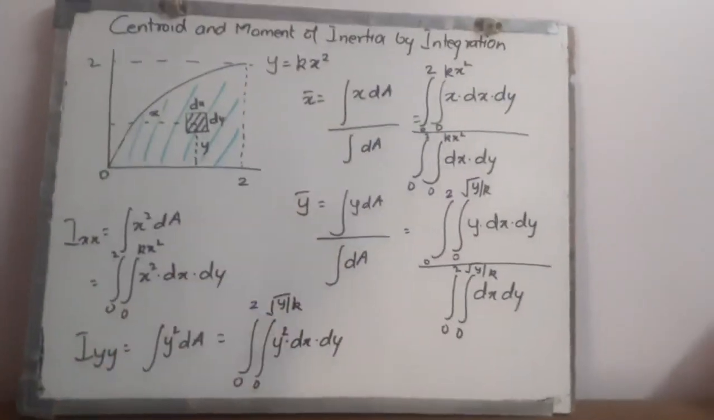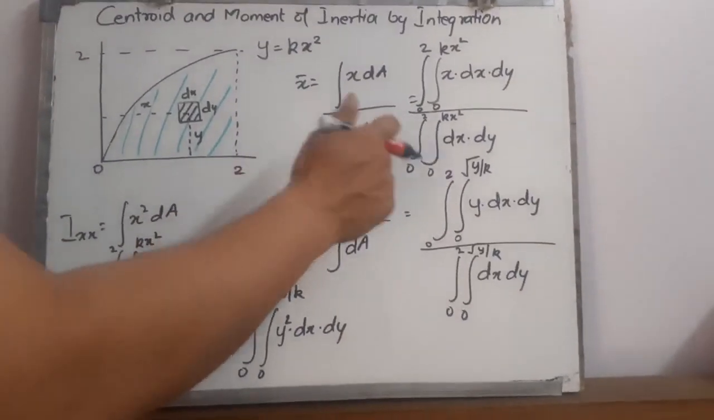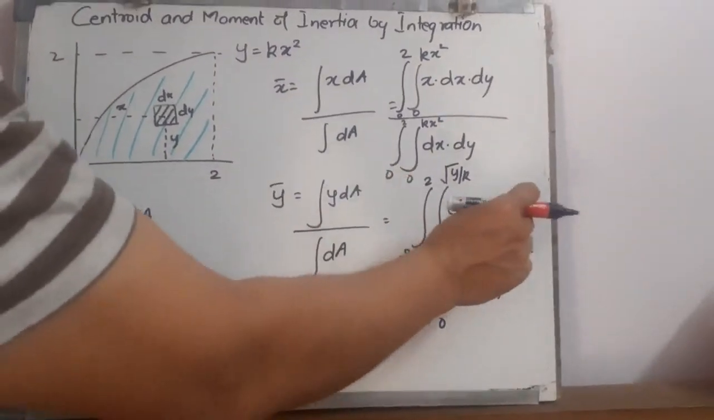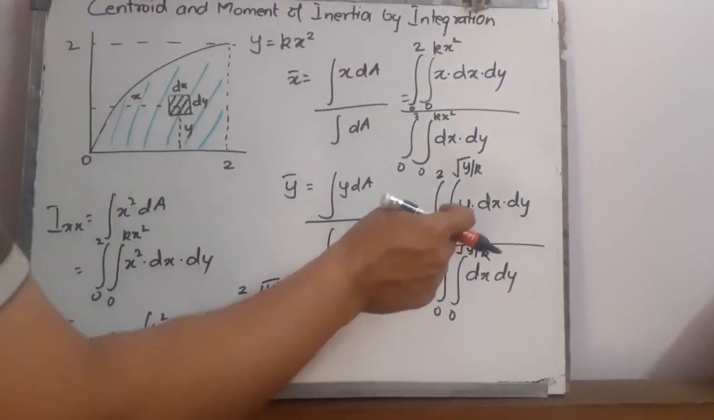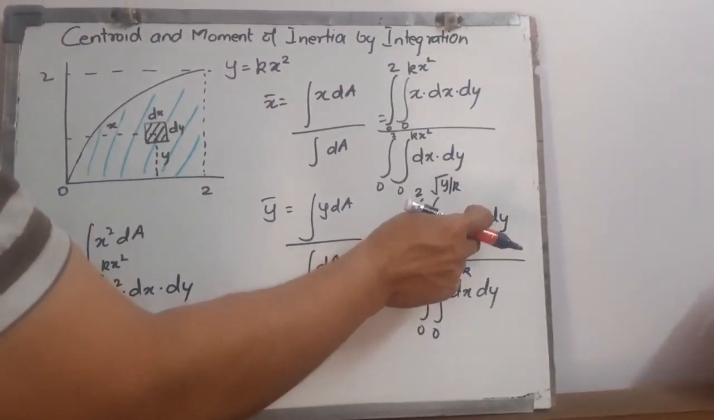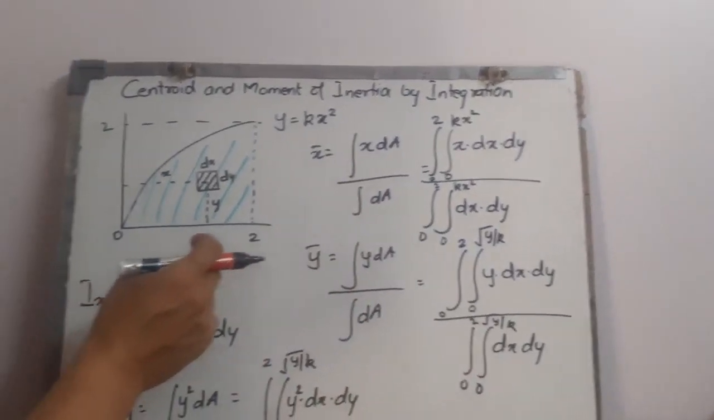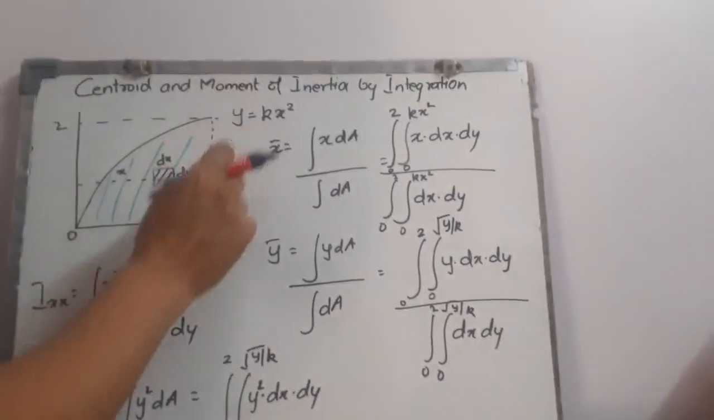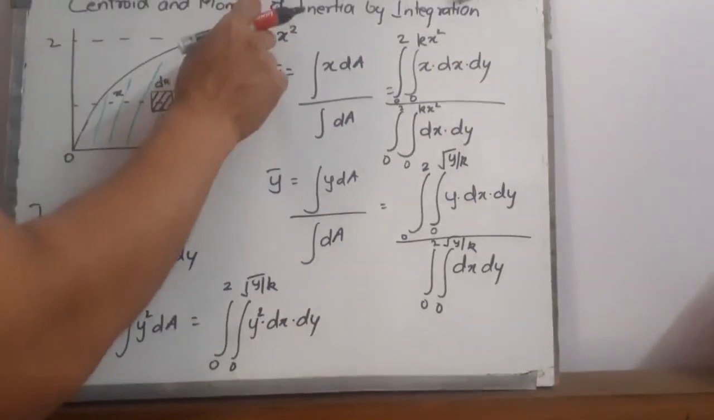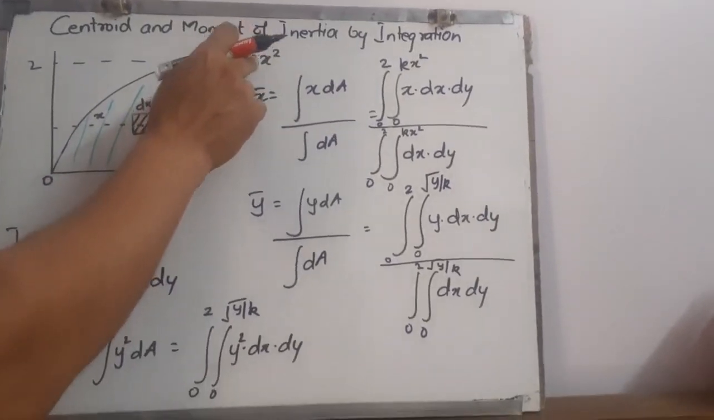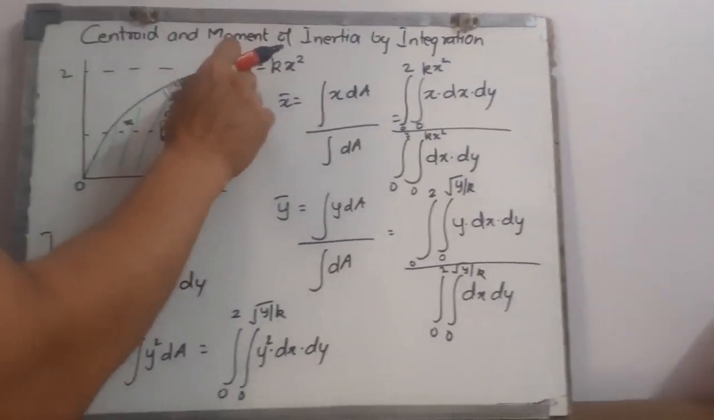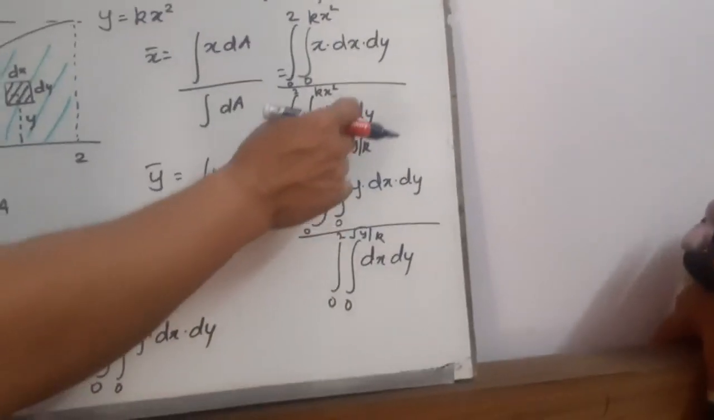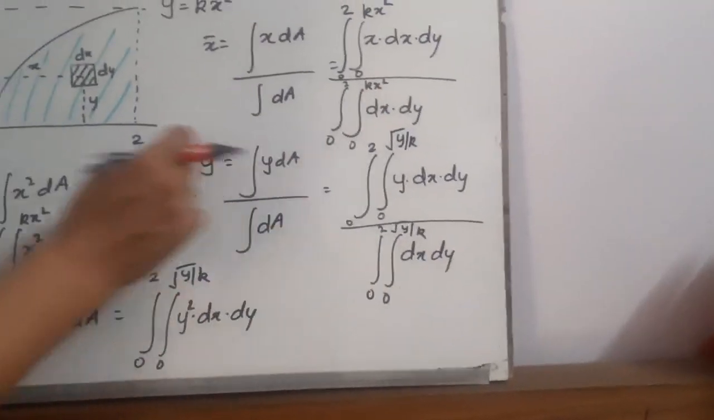Similarly, now let us find out y bar. y bar is given by integral y dA divided by integral dA. y remains the same, dA is replaced by dx and dy as we have done previously. Now here x will be integrated first. To find out how x is varying, if you put it here, x is equal to under root y by k. If you use this equation, x becomes equal to under root y by k. So x is varying from 0 to under root y by k, and then y varies from 0 to 2.